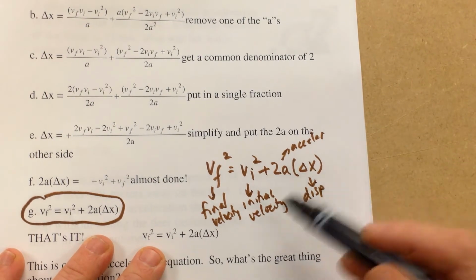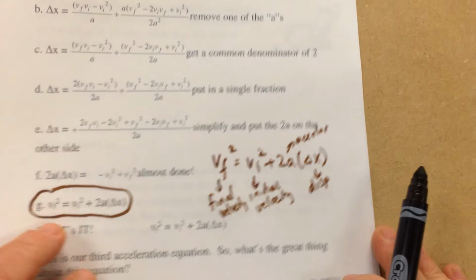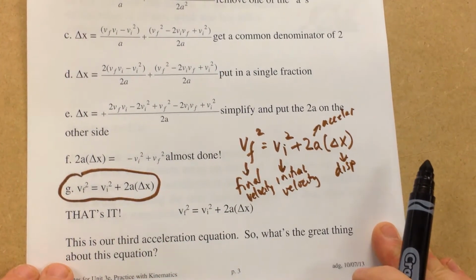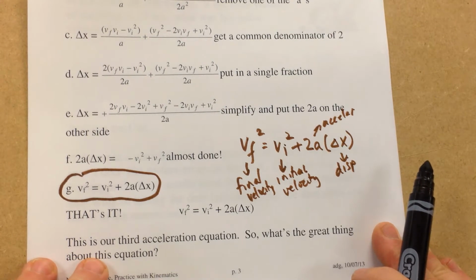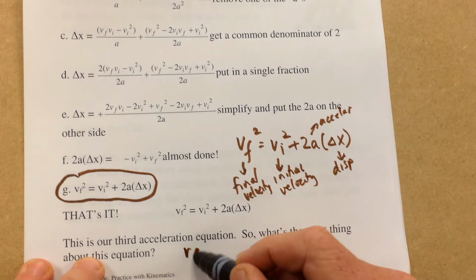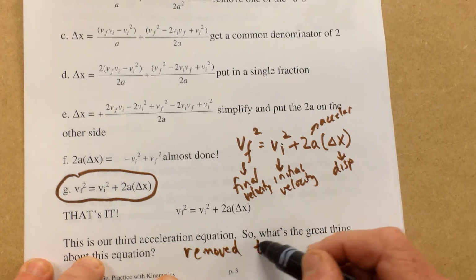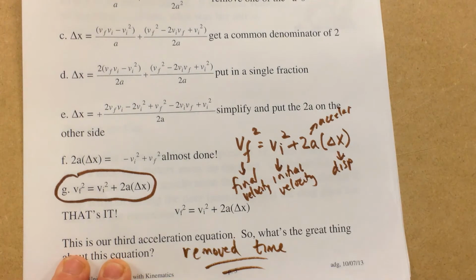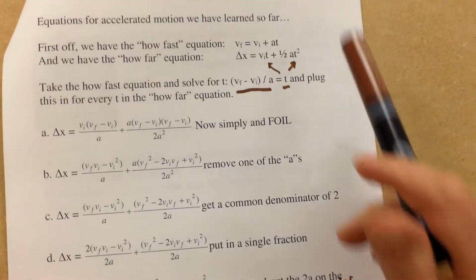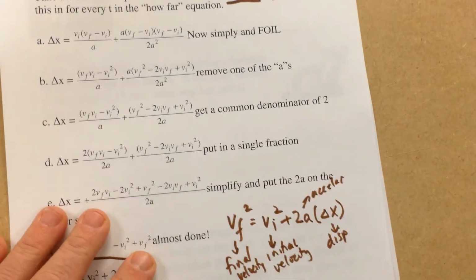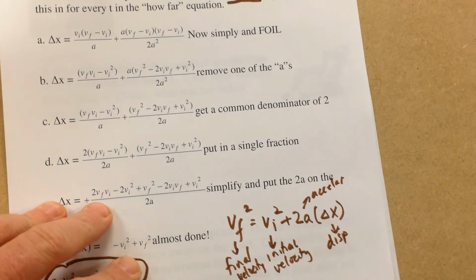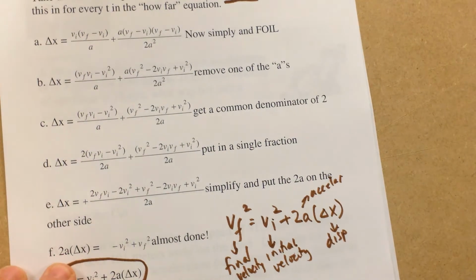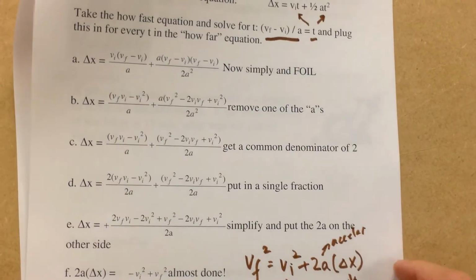Well, this is what we call our third acceleration equation. So the question is, what's the great thing about this equation? Well, the great thing about this equation is we've removed time. We solved for time and factored it out, and it's really useful whenever we have problems where we're not really sure about the time involved for an object to do something.